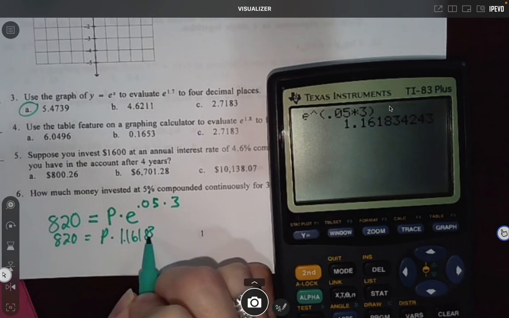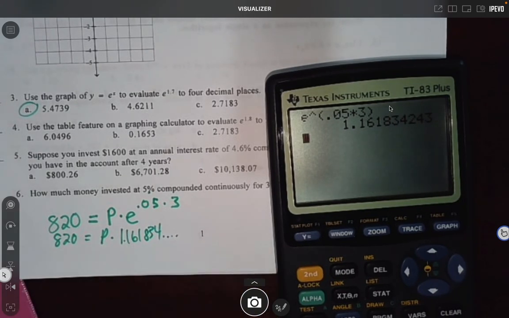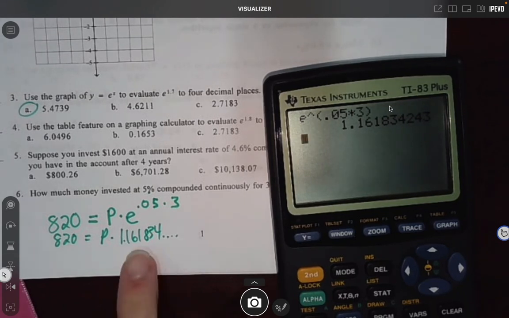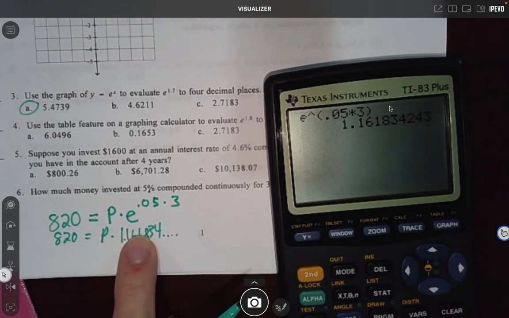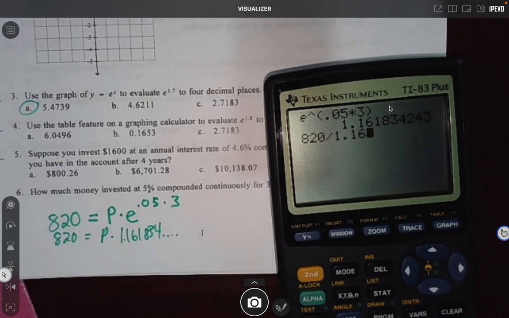There's this long number, it keeps going. Okay, how would I solve for P? Plug that into 0.05. No, well, no, I've got 820 equals P times this number. You would just divide it. 820 divided by that.